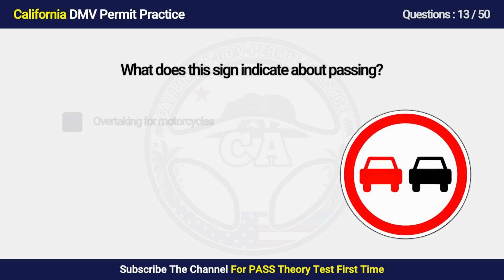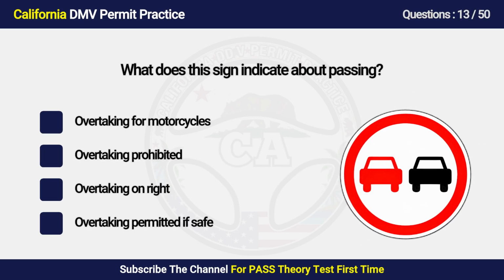Question 13. What does this sign indicate about passing? A. Overtaking for motorcycles. B. Overtaking prohibited. C. Overtaking on right. D. Overtaking permitted if safe.